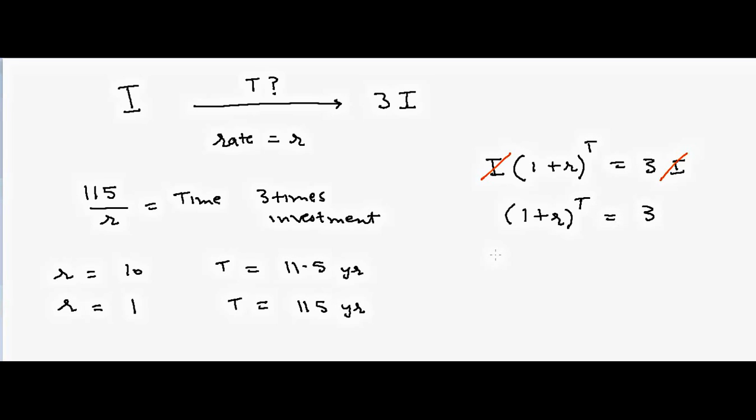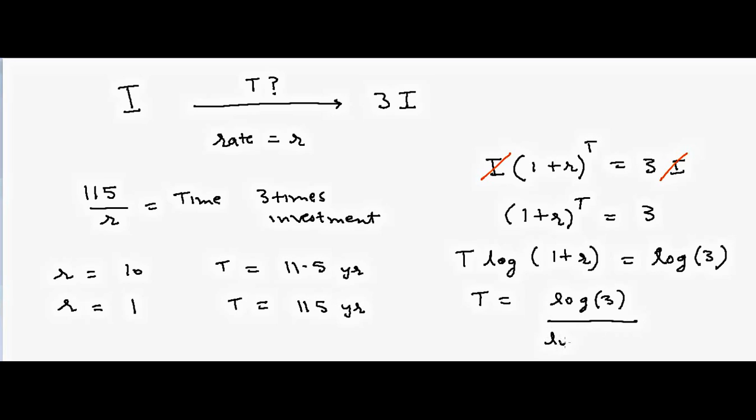So if we solve this equation, we can take log on both sides. So if we take log, t times log of 1 plus R is equal to log of 3. So t is equal to log of 3 divided by log of 1 plus R.